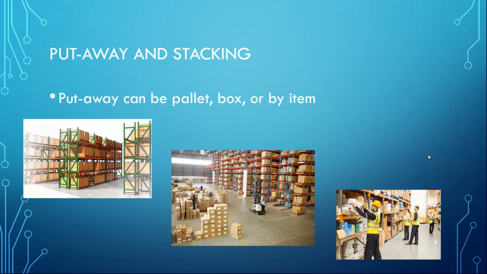Items can be put away or stacked on the shelf by pallet. If I'm not concerned about taking it apart, I can take the whole pallet and stack it on the shelf. So those are pallets. You can do it by boxes. I can store the box, or I can do it by item. It depends on what way I would like to store it, to put it away on the shelf. That will be the way that it's going to be stored: pallets, boxes, or items.